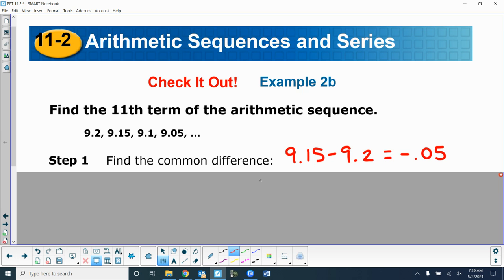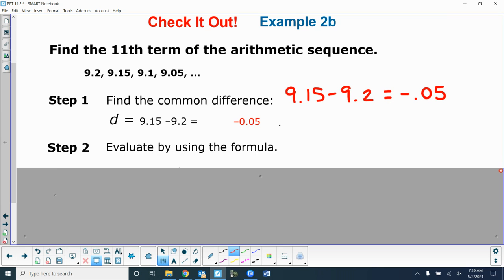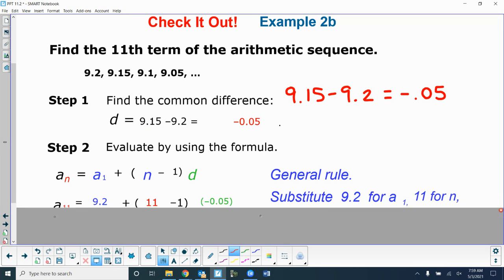All right, 11th term. Okay. Oh, I already have it done there. All right. Here's our rule. 9.2 is going to go there for the first term. 11 is going to go there for N. And negative 0.05 for D.